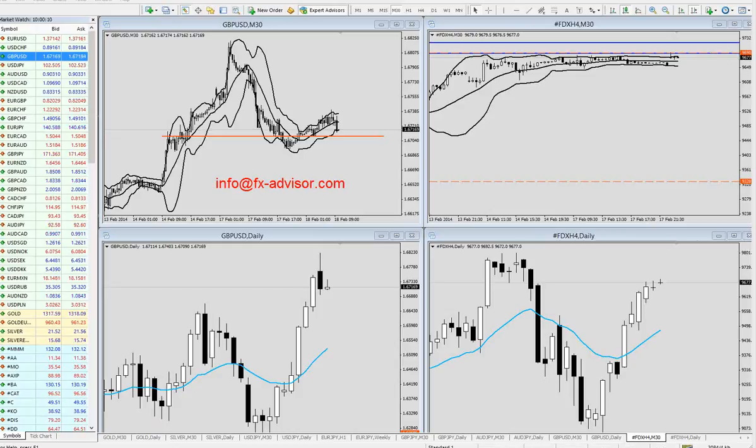Of course, first risk warning: FX Advisor live trading room has educational purpose only. Trading FX on a margin carries a high level of risk and may not be suitable for all investors. You can sustain a loss of some or all, or even more than your initial investment. Please do not invest money that you cannot afford to lose.